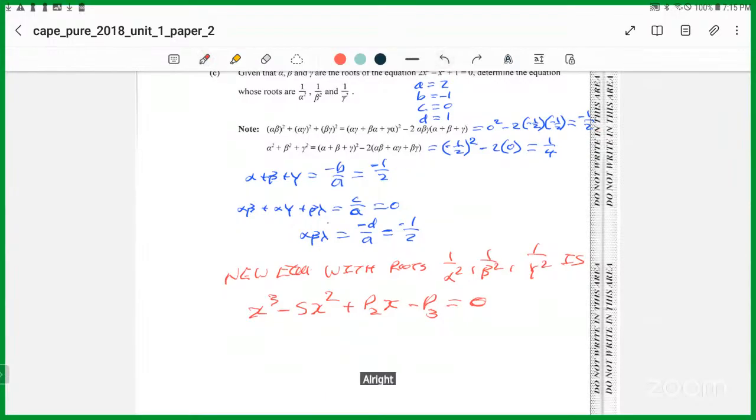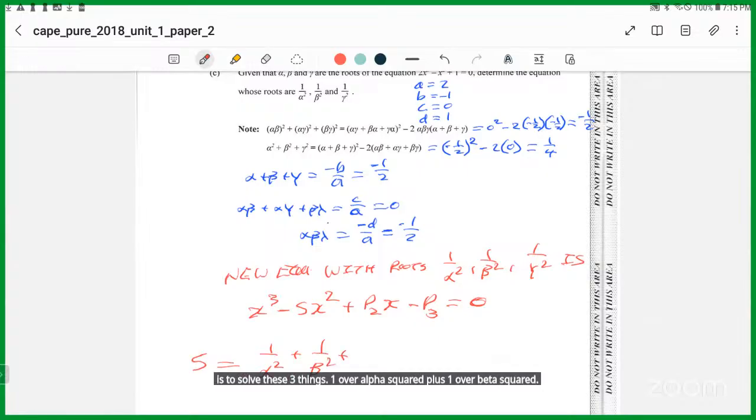Alright, let's go. So I need the S first. The S that we want right here is the sum of these three things. So it becomes 1 over alpha squared plus 1 over beta squared plus 1 over gamma squared.